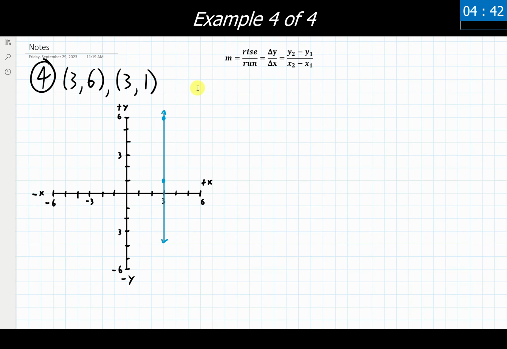Our fourth and final example has us working with the points 3, 6 and 3, 1. Notice also that we have a vertical line showing up when we graph these things and take a look at what this thing looks like visually. So again, we're going to start with writing out our slope. We're going to use rise over run. Oops. M equals, not miles equals. We got rise over run.